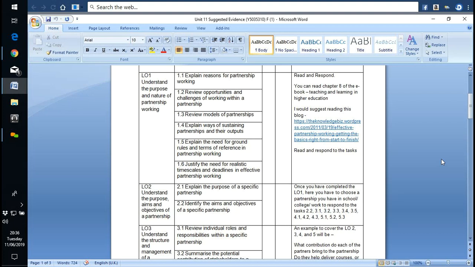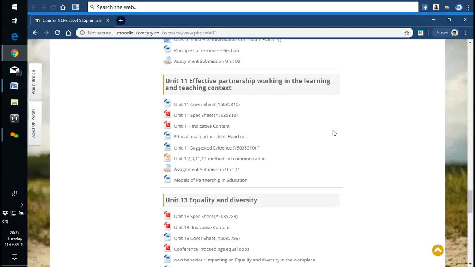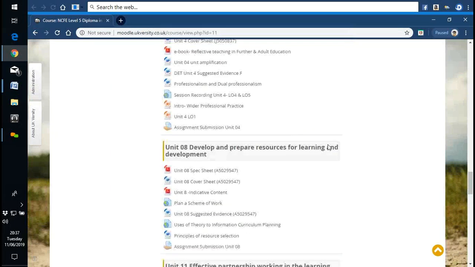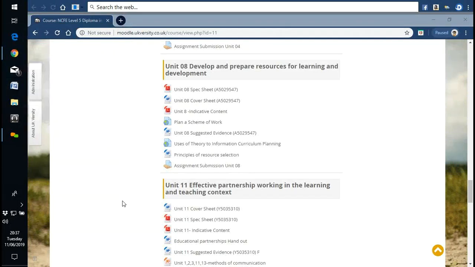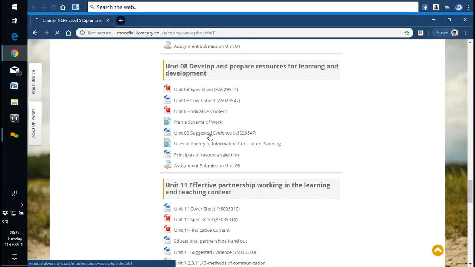Okay, Afshet, we're going to have a look at Unit 8 now. Yes, fantastic. So I've got back onto my pump. Let's just get rid of these. I like the idea that it's a short unit. They're my kind of units. There is a bit on indicative content in here as well. I'll bring that up in a minute, but I need to find my suggested evidence sheet.